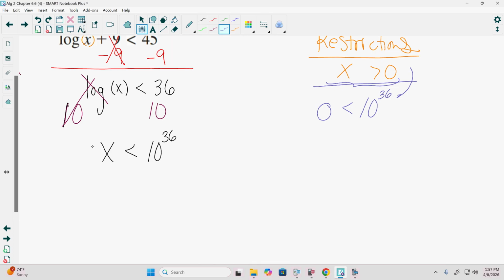So that means I have to come over here and say that 0 is less than x is less than 10 to the 36th power. Because our 0 and negative were included in the solution set, we have to remove them from said set. Set numbers at work. Questions on this here? Be ready for the next one.